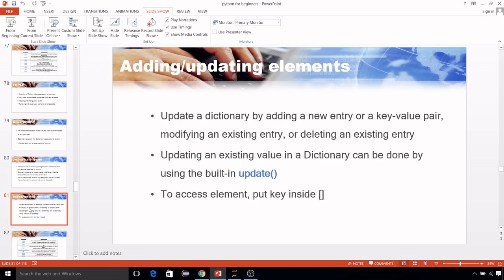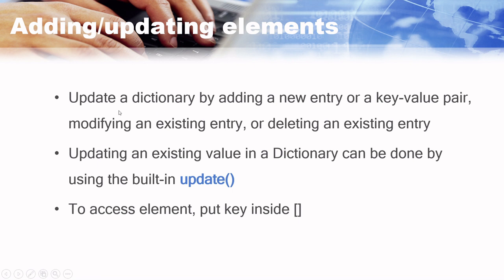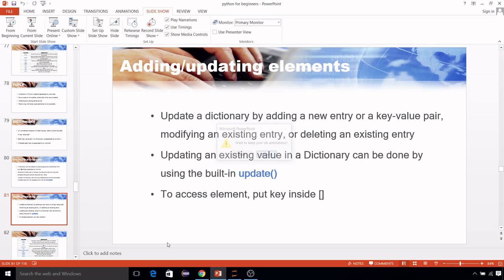Let's go to again PPT and see this one. Update a dictionary by adding a new entry or a key value pair. See, update means actually adding a new entry with a key value pair. So don't think that no, that should be add. No, adding and updating are same with the help of the update. So if you want to add right now, how to update, that is the different thing. If you want to add right now, you have to use update.